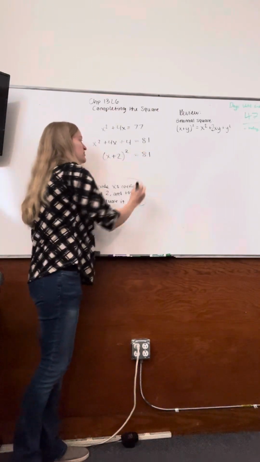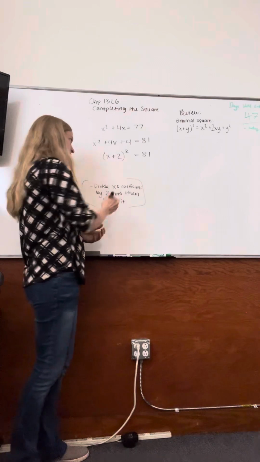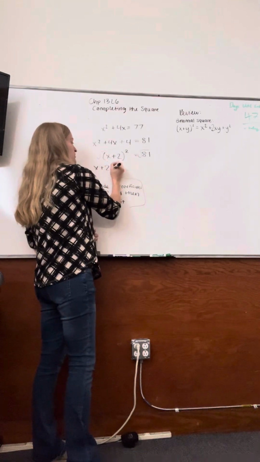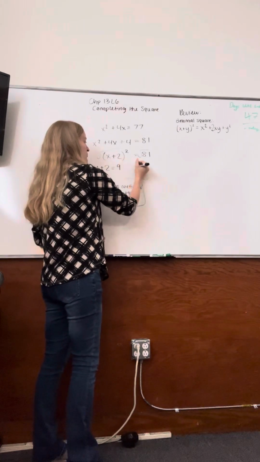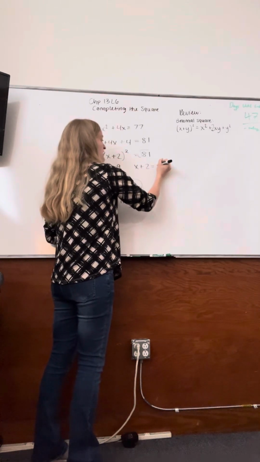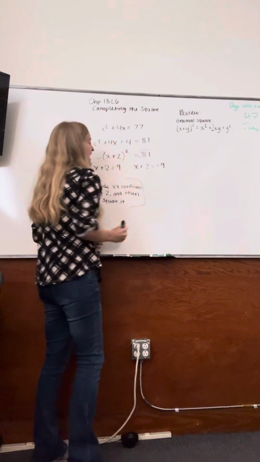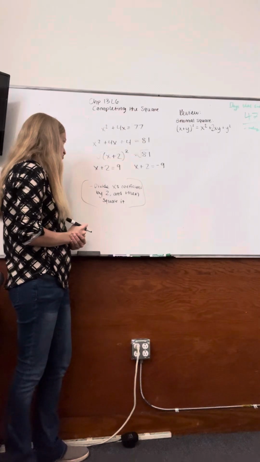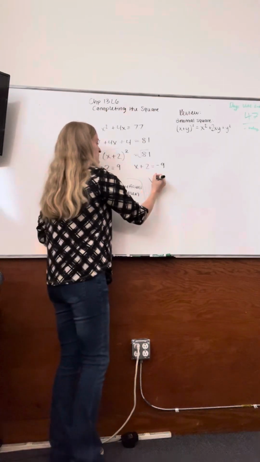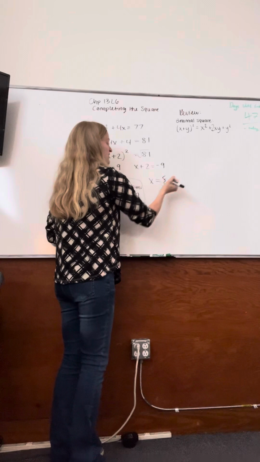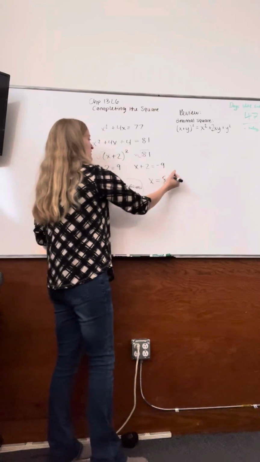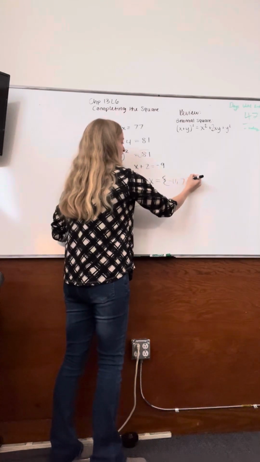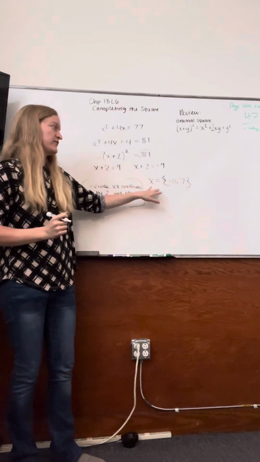Equals 81. How do we solve for x? You have to take the square root. So we have one in which x plus 2 equals positive 9, and one in which x plus 2 equals negative 9. Okay. And then we solve for x. We get the two possible answers. So x could be negative 11 or 7. This is our solution set for x.